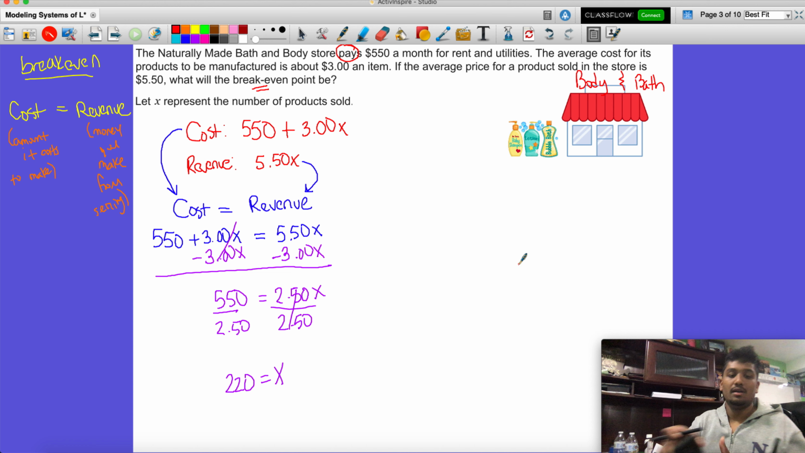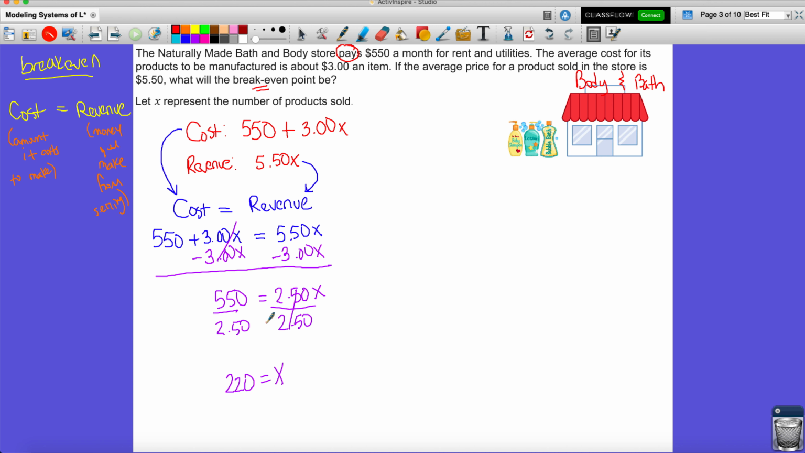In this one, not. Oh, it looks like my camera froze. That's okay, though. I'm just going to minimize that. So this represents the number of products. They have to sell 220 products just to break even. After they sell 220 products, that's when they'll actually start making money. Right now, they're not making any money. So that would be the answer: 220 products to break even. That's it. I'm going to pause this for now because my camera just stopped.